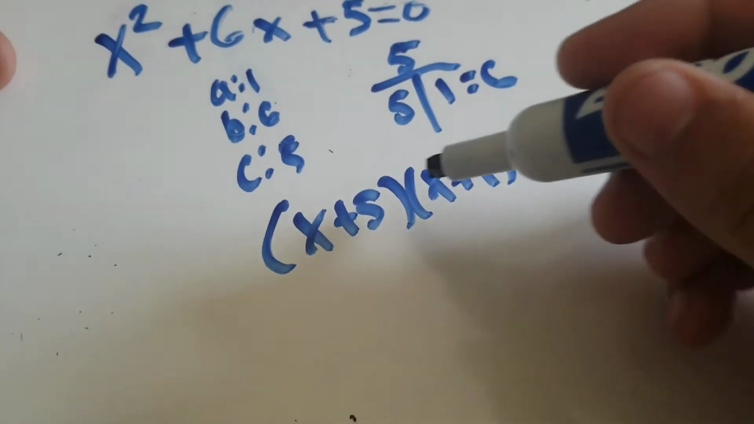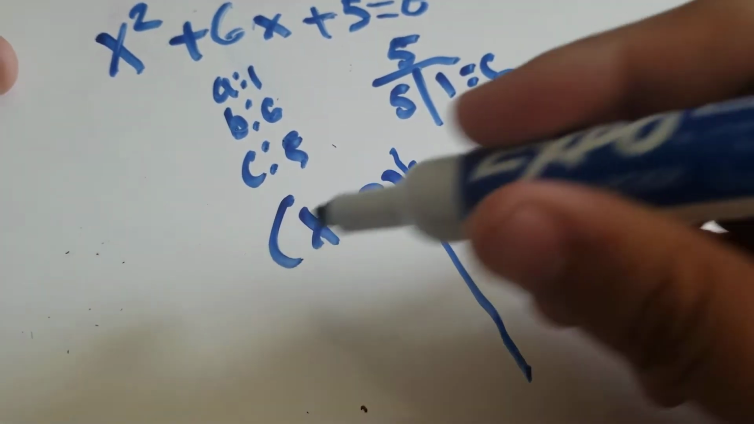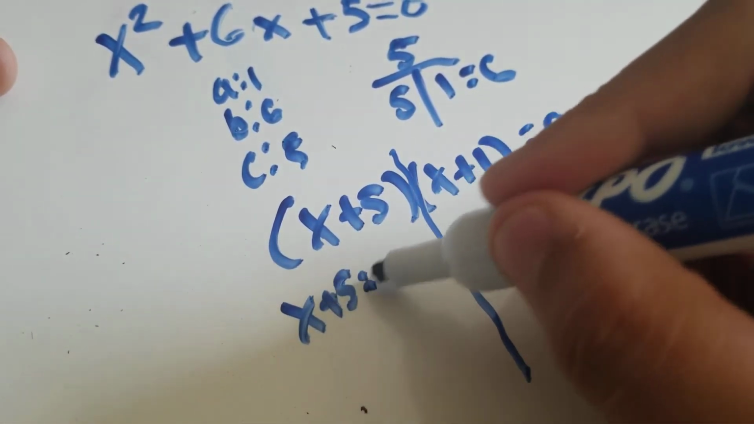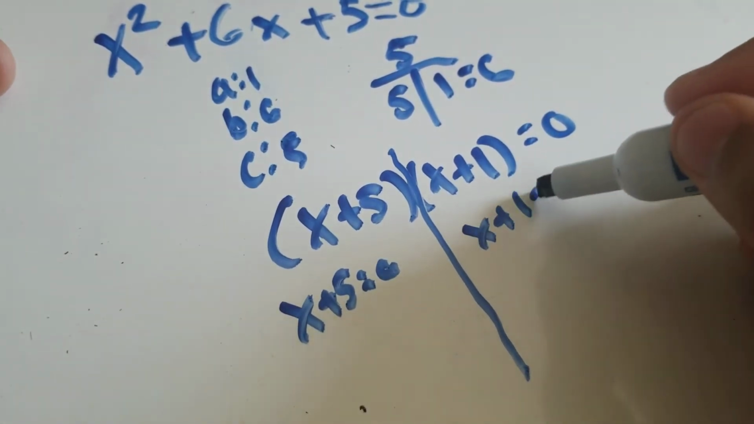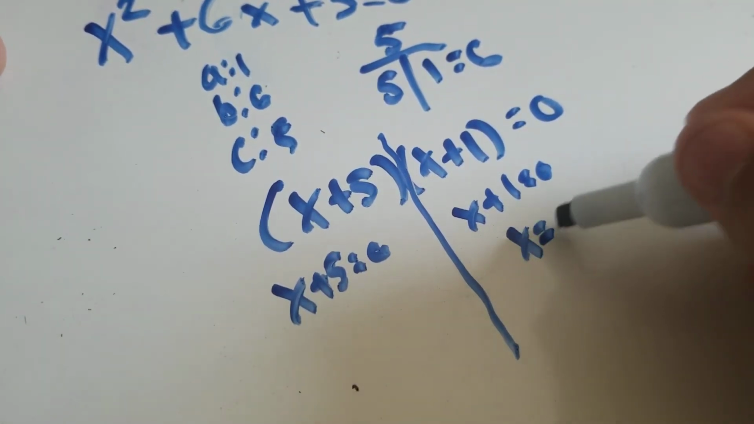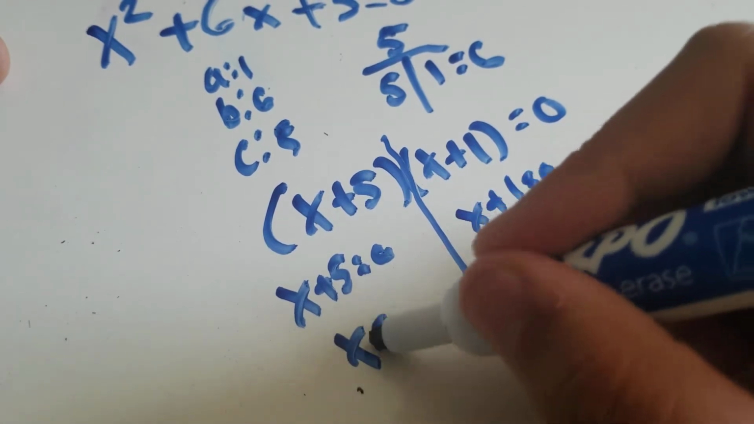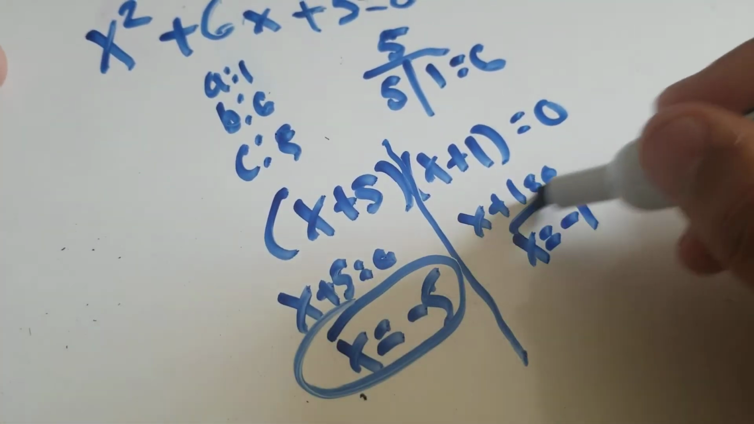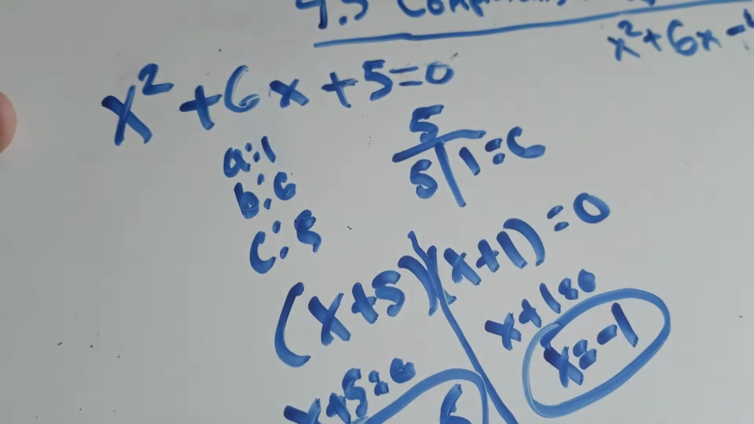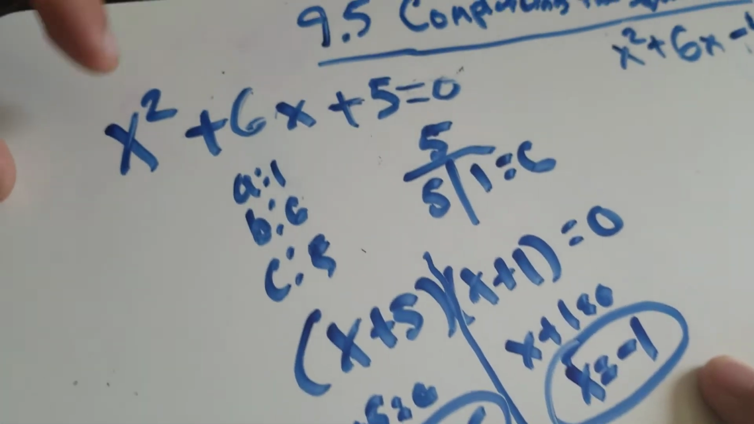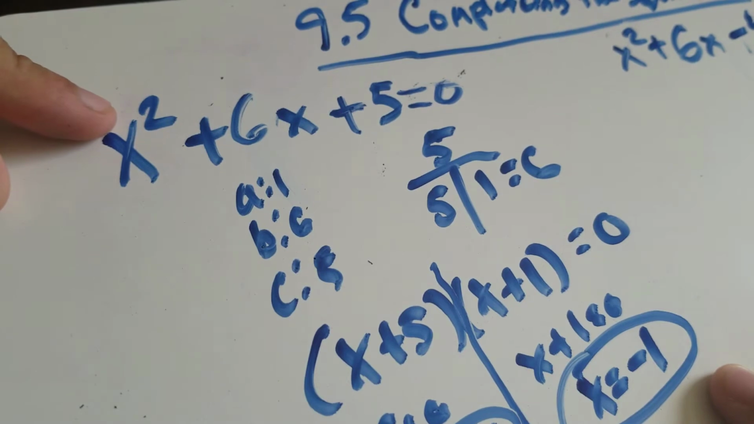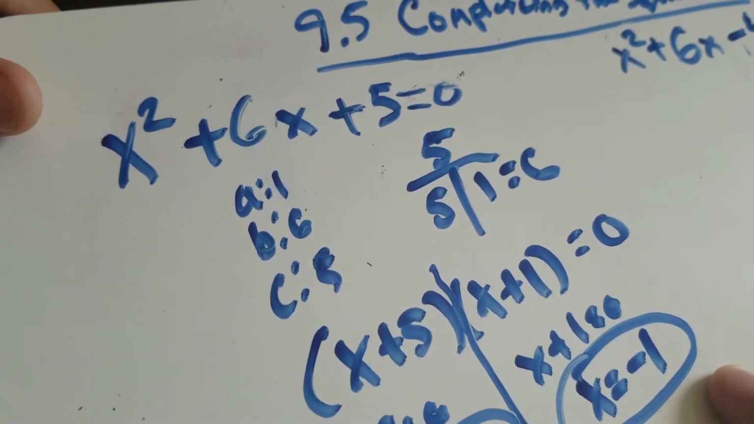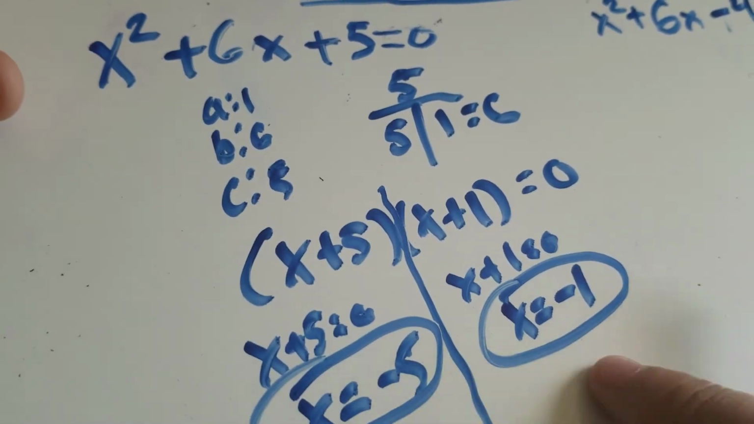And then we would solve these separately if you remember. So x plus 5 equals 0 and x plus 1 equals 0. X equals negative 1. X equals negative 5. You subtract 5 on both sides, you subtract 1 on both sides. So what does this mean? That means if I plugged in a negative 5 or a negative 1 into this equation, you should get 0 overall.